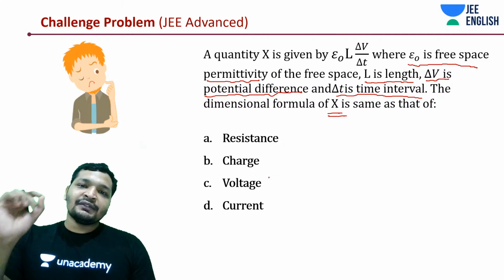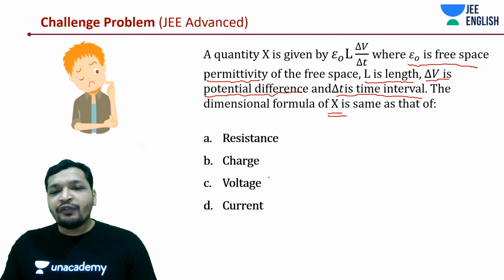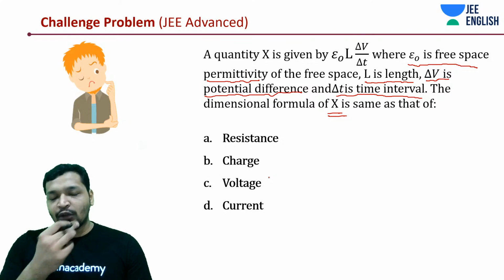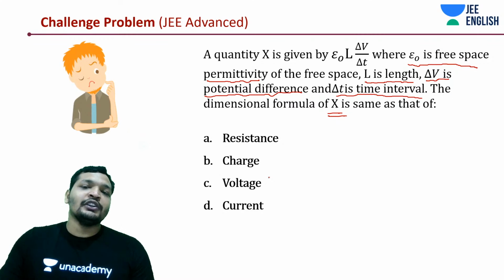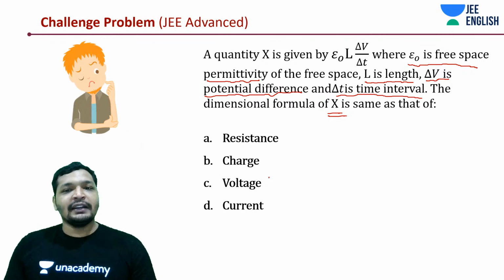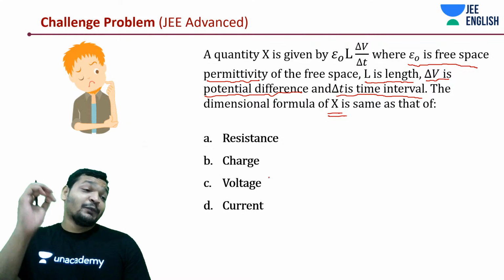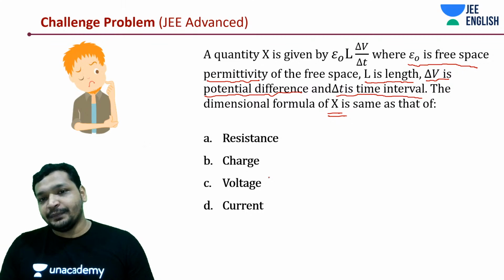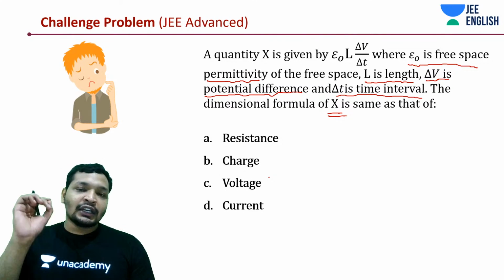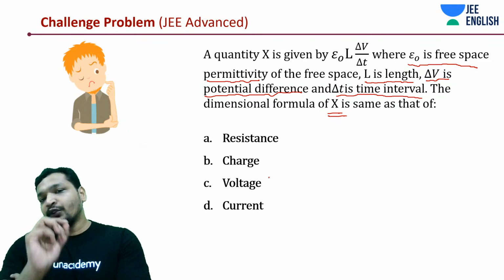Typically in JEE Advanced, you don't have to always calculate it. You need to remember the concept. Yes, you can do epsilon naught dimensions. Let me tell you, the dimension of epsilon naught is nothing but force into r square divided by q square, or q square divided by force into r square. But don't go about it. And q is nothing but I into t. Don't go about it.